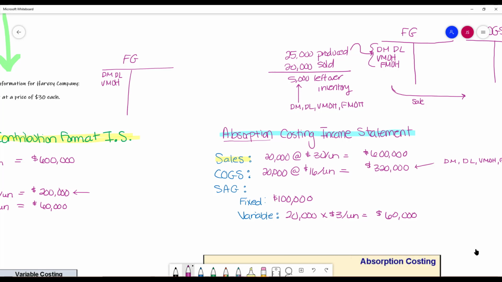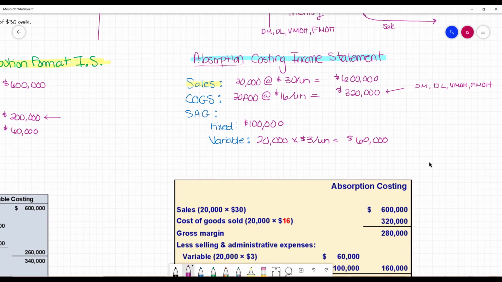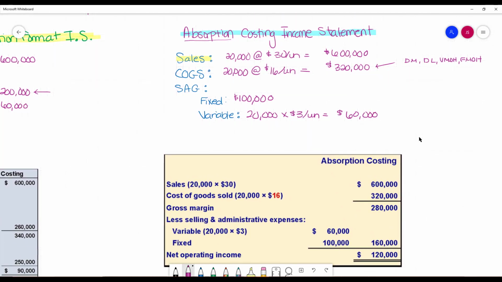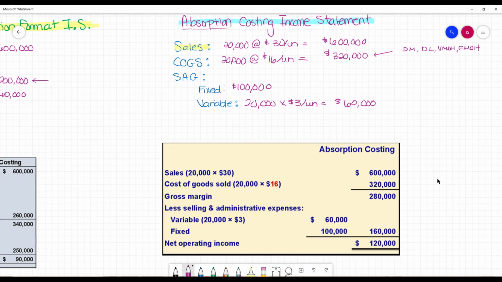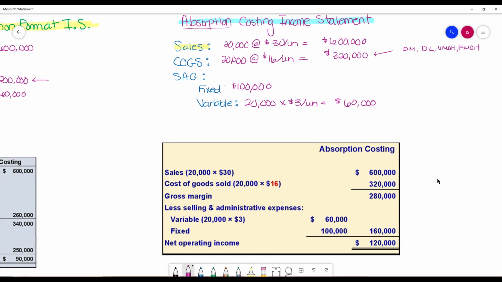So we're going to put all of that together in our income statement down below. The sales, remember, haven't changed. The sales are still $600,000 regardless of the costing method we're using. The cost of goods sold is $320,000. Remember, in our traditional income statement, sales minus cost of goods sold gives us our gross margin. So sales of 600 minus cost of goods sold of 320 gives us a gross margin of $280,000.